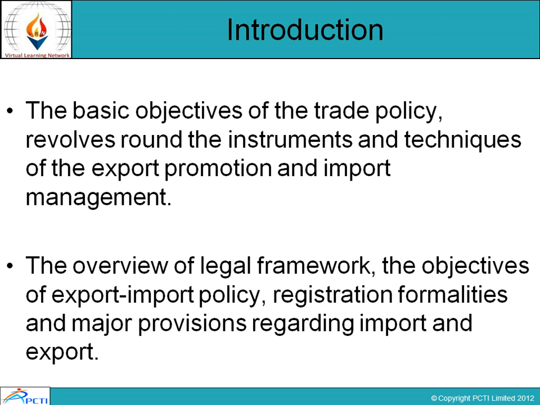So in this session we are going to understand what exactly export-import trade is, and what the regulatory framework for all this is. The basic objective of a trade policy revolves around the instruments and techniques of export promotion and import management. That means the overall trade policy of export and import revolves around export promotion and import management.